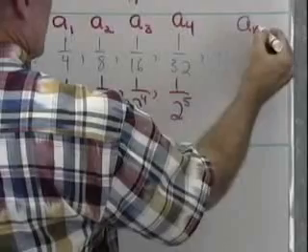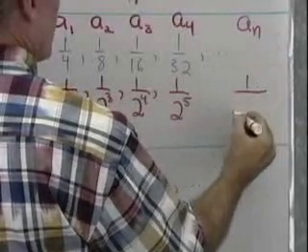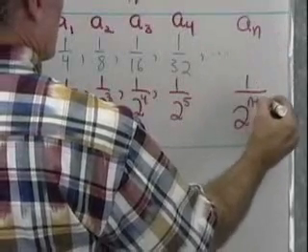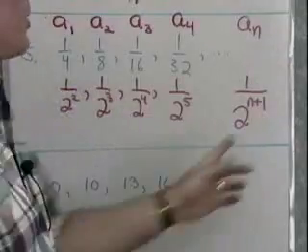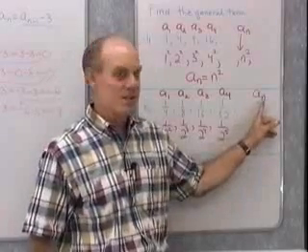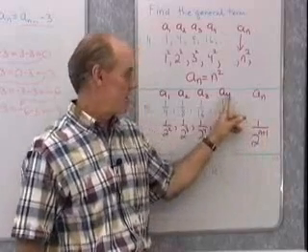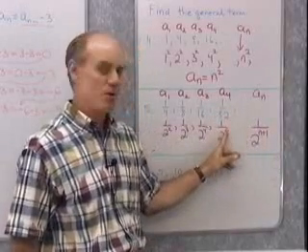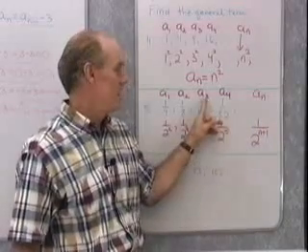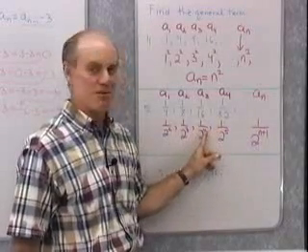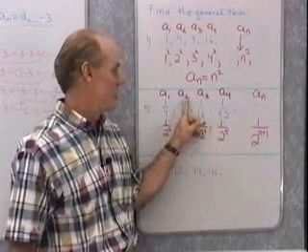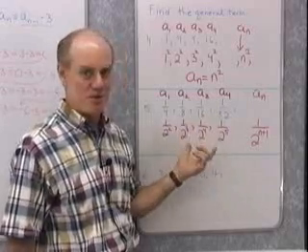So the nth term is going to be 1 over 2 to a number 1 bigger than the term number. So when this is a sub n, this will be 2 to the n plus 1. Now doesn't that make sense? When the term number is 4, the exponent is 5, which is 4 plus 1. When the term number is 3, the exponent is 4, which is 3 plus 1. When the term number is 2, the exponent is 3, which is 2 plus 1.